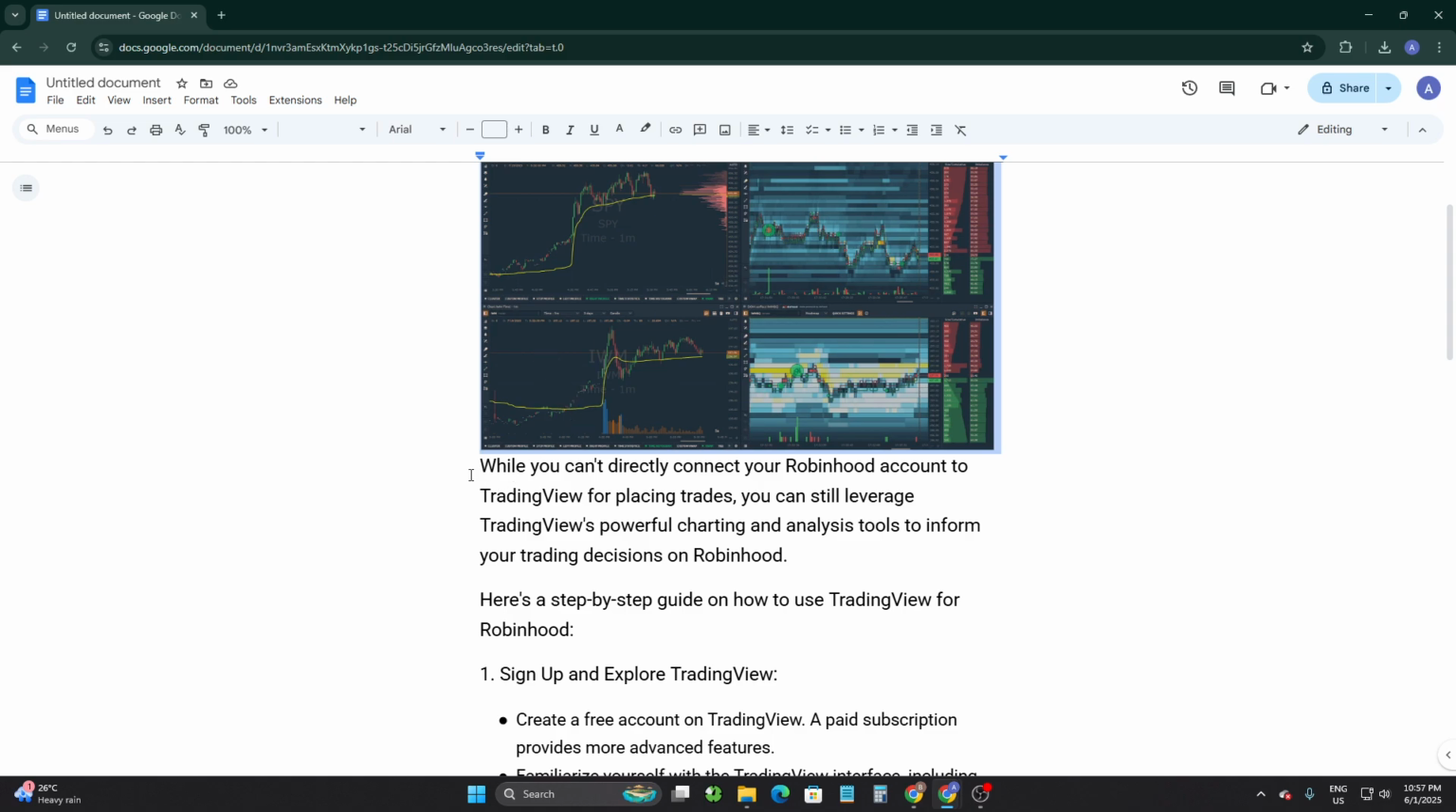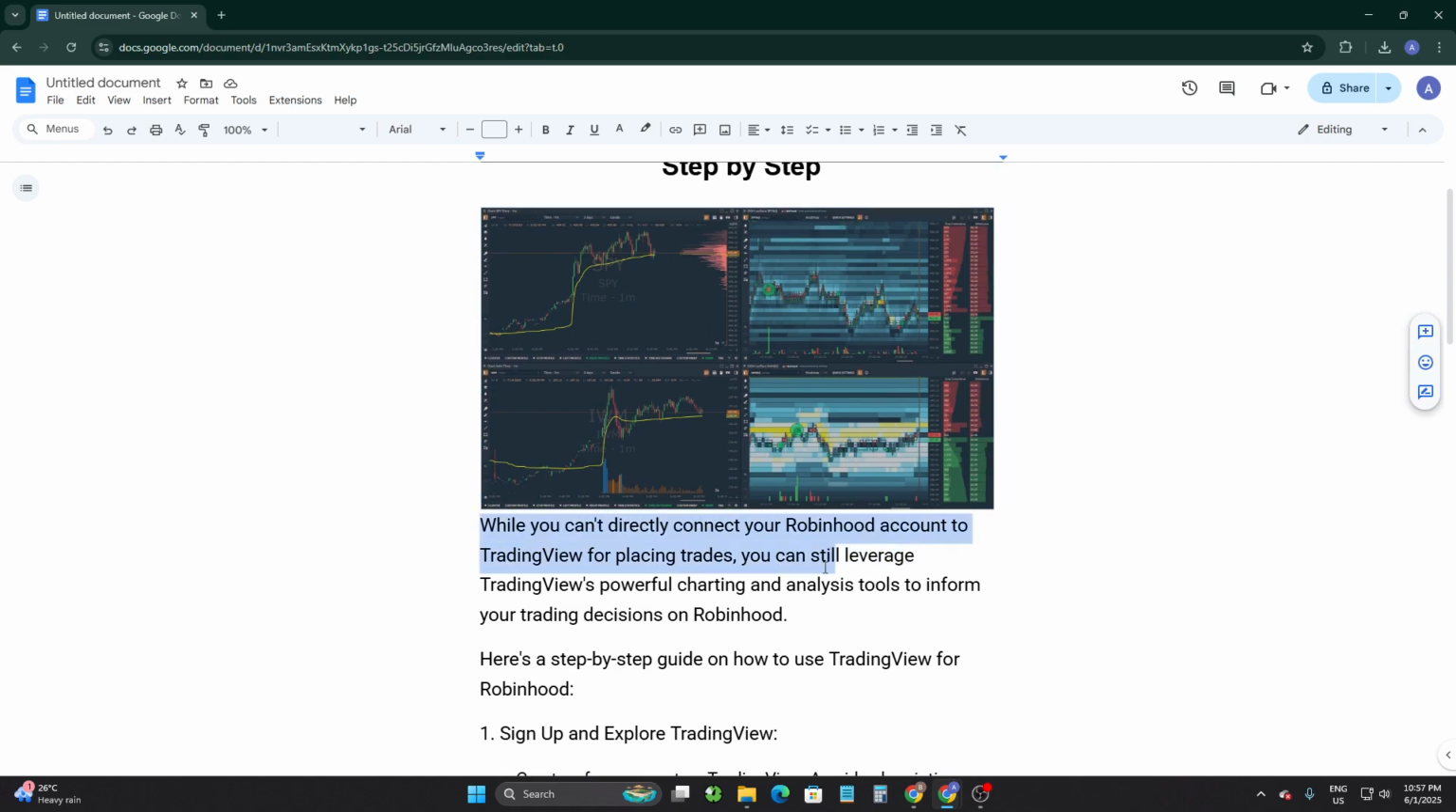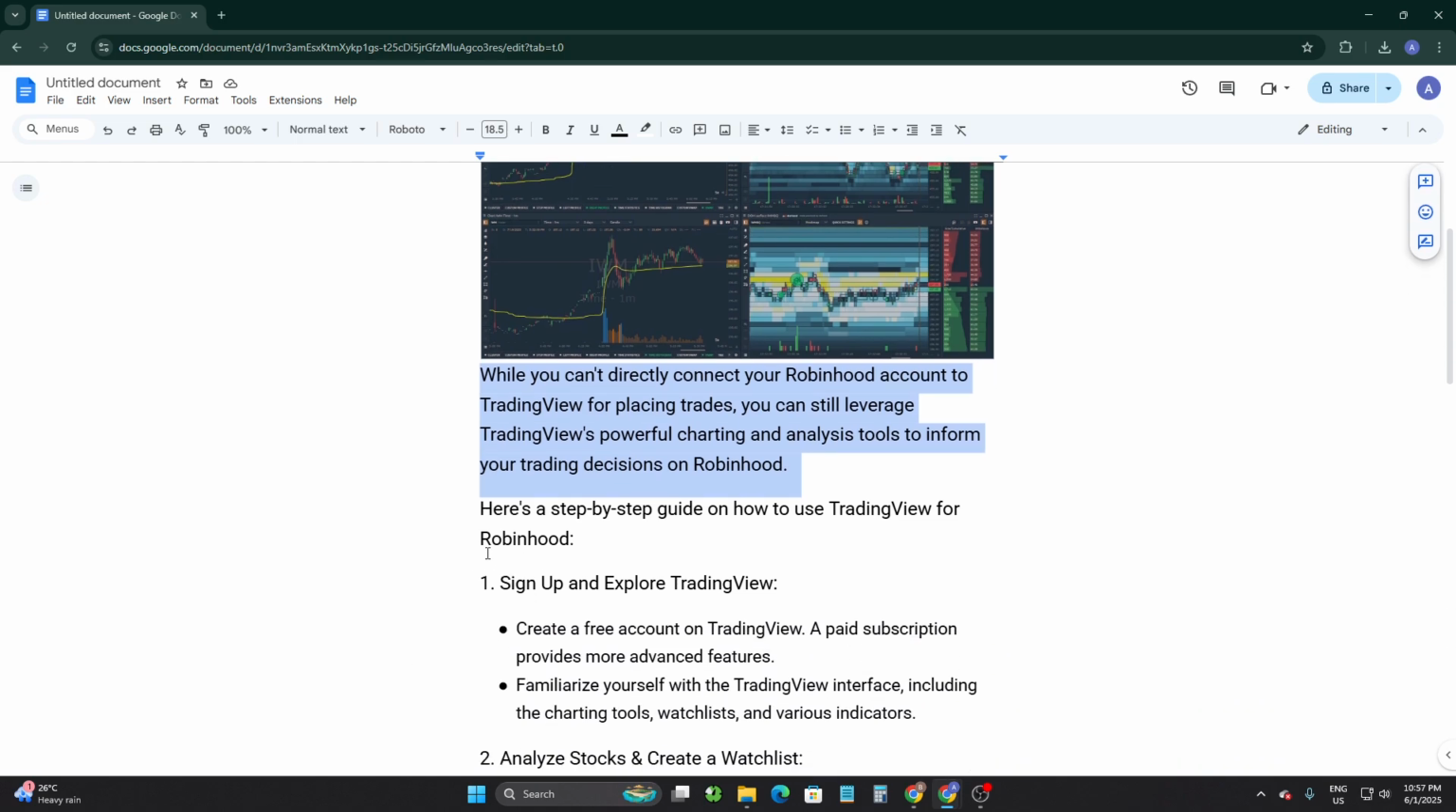If you want to use TradingView for Robinhood, here is the step-by-step guide for you. While you can't directly connect your Robinhood account to TradingView for placing trades, you can still leverage TradingView's powerful charting and analysis tools to inform your trading decisions on Robinhood. Now here is the step-by-step guide on how to use TradingView for Robinhood.